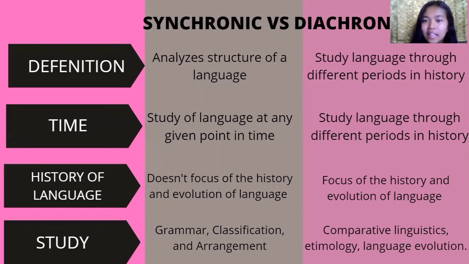The second is diachronic. Diachronic is the study of language in different periods in history. Diachronic focuses on the history and evolution of language. Diachronic studies comparative linguistics, etymology, and language evolution.